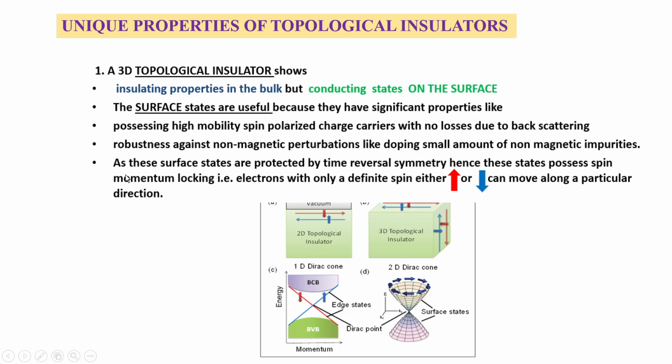Fourth, as these surface states are protected by time-reversal symmetry, these states possess spin momentum locking. Electrons with only a definite spin, either up or down, can move along a particular direction. In a particular direction, an electron can move in one direction, and if the electron changes direction, its spin is also required to change. So this holds the spin-orbit coupling in these materials.